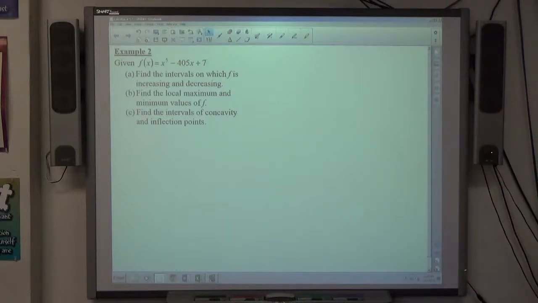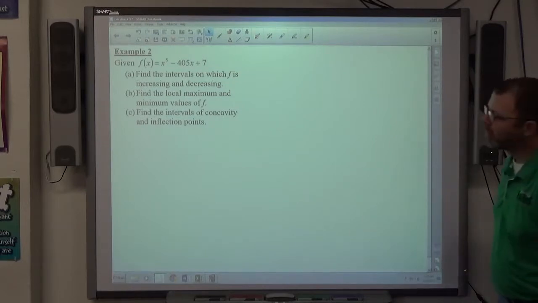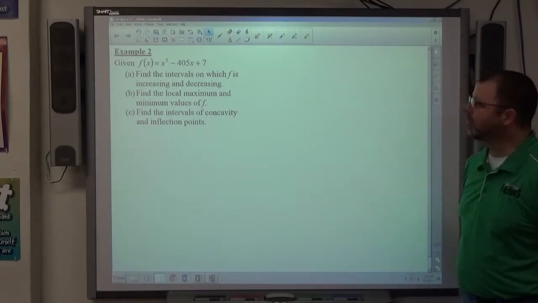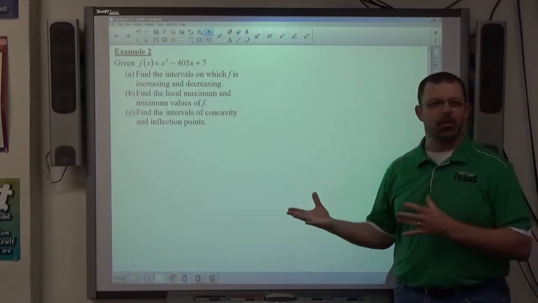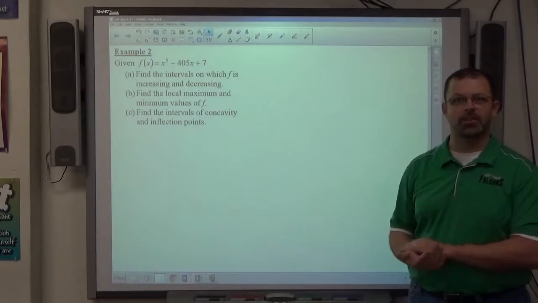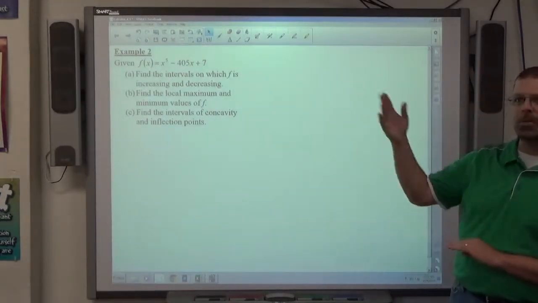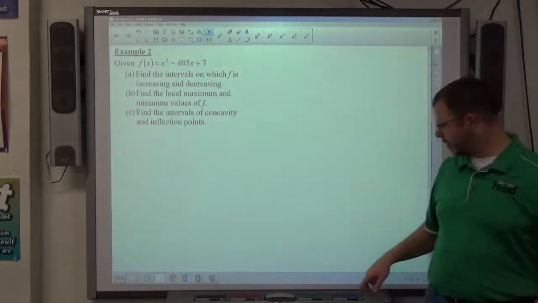2. f of x equals x to the fifth minus 405x plus 7. This is a fifth power function, quintic function if you will. Same questions: intervals of increase, decrease, maximums, minimums, and concavity, inflection points. I'm not going to go through as much detail this time because all the explanation is exactly the same. The only difference is we have a fifth power instead of a third power.